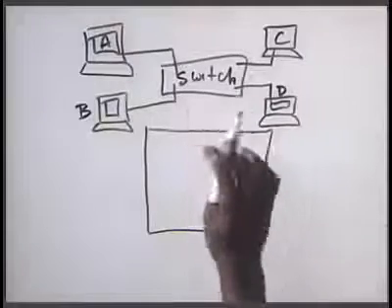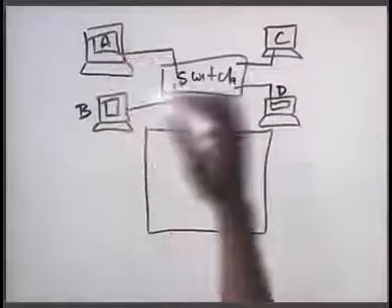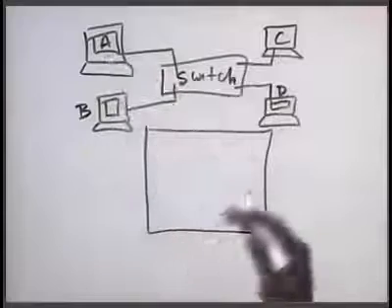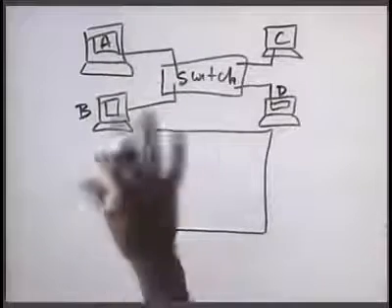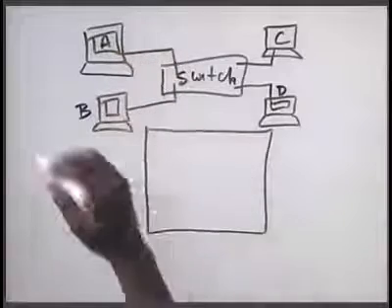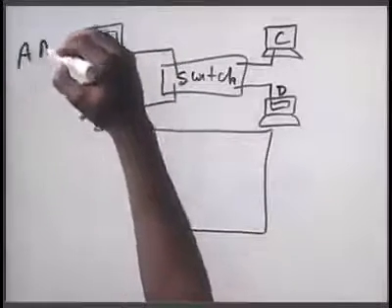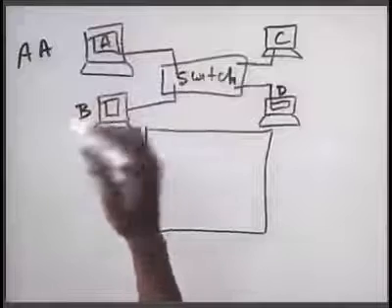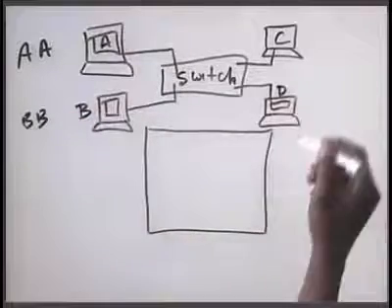Now let's take a look at basic layer 2 bridging and switching operations. Here we have a switch with 4 devices attached, device A, B, C, and D. For simplification purposes, we're going to summarize the MAC address of each device simply by saying AA, that's the MAC address of A, and BB, C, and D, etc.